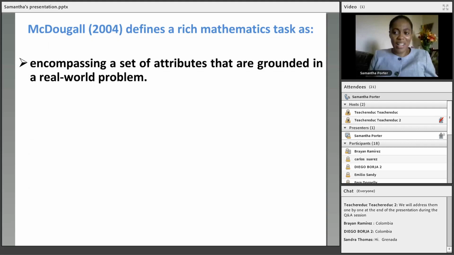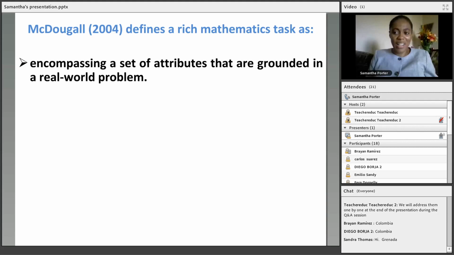McDougall defines a rich task as one encompassing a set of attributes that are grounded in the real world problem. One of the problems with mathematics that we can note is that students don't see the purpose of it. Sometimes students will tell you, oh, I don't need this maths later on in life. Why should I be learning some sort of content that I don't need later on? So, as teachers, we have to make the mathematics real to students. We have to allow our students to connect the maths to real world, to real life situations.